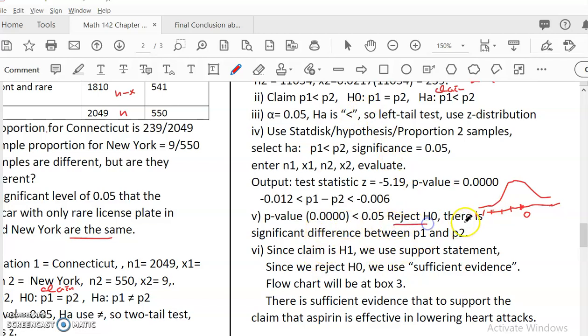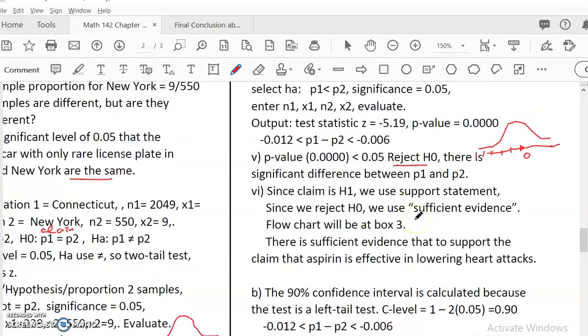This is the conclusion. There is a significant difference. If you reject H0, there is a significant difference between them. But is it lower? If it's higher, it can be a significant difference also. And we use the support statement. So let's see what we can do. We would say, because we reject H0, the claim is in HA. Use sufficient evidence. So this is the final wording. There is sufficient evidence to support, right? Use the support statement because the claim is in HA, that aspirin is effective in lowering heart attack.